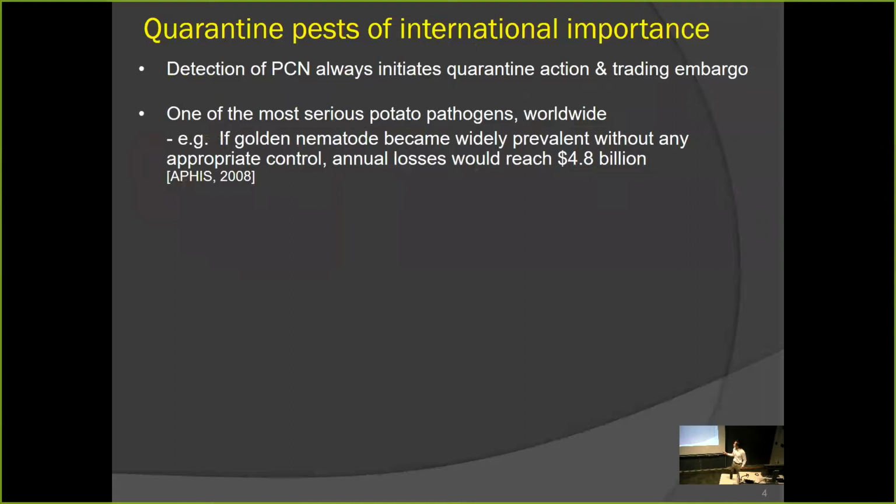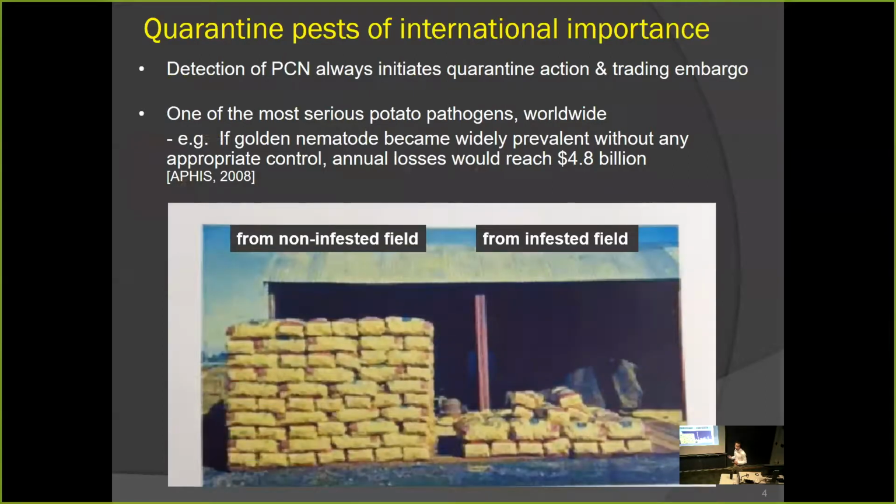According to APHIS, if golden nematode became widely prevalent without appropriate control, annual loss would reach $4.8 billion. But I think instead of this text, this picture well reflects how scary this pathogen is. These bags show the potato yield from the non-infested field, and these bags represent potato yield from the infested field, and you can see a huge difference. So there's a reason why I started to study golden nematode resistance of the potato.